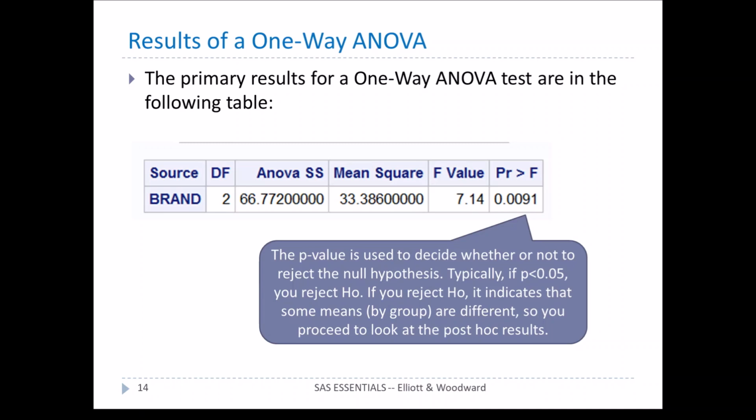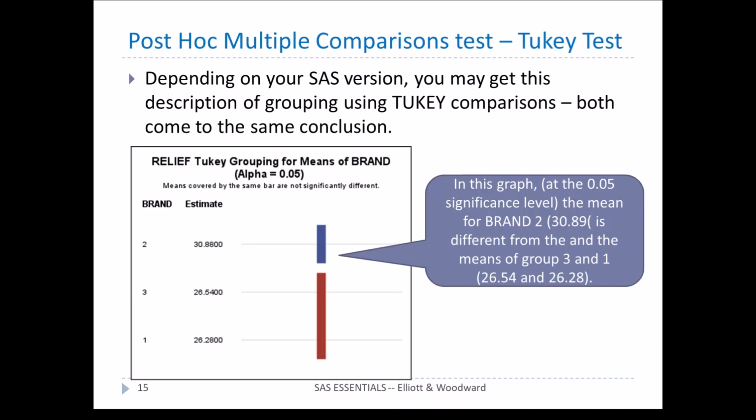So initially we get this table, the one-way ANOVA results here. Notice that brand is the source. That means whatever we're testing. Degrees of freedom is 2 because there's 3 brands in this particular analysis. And we see that the p-value given is 0.0091. That's less than 0.05. Therefore, we reject the null hypothesis that the means are all equal, and we have evidence for the alternative hypothesis that there's at least some difference in the means.